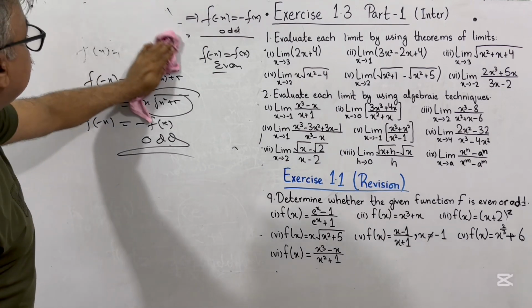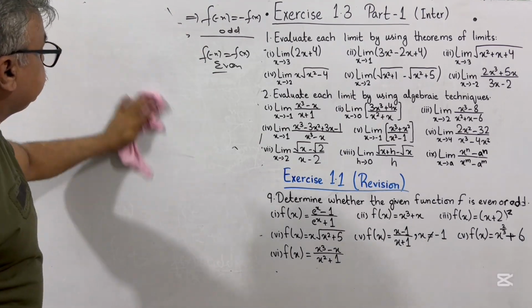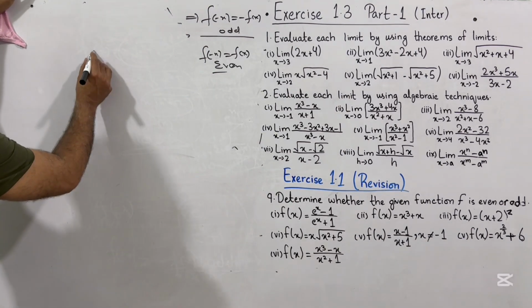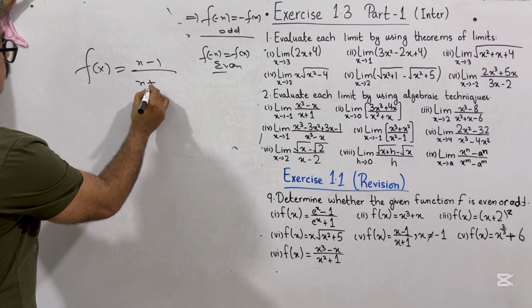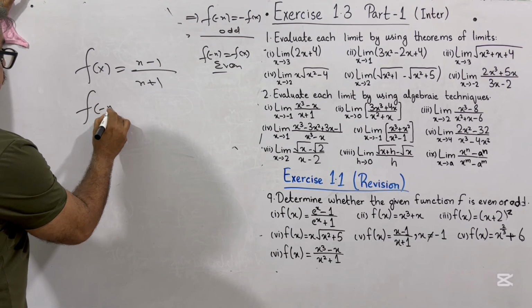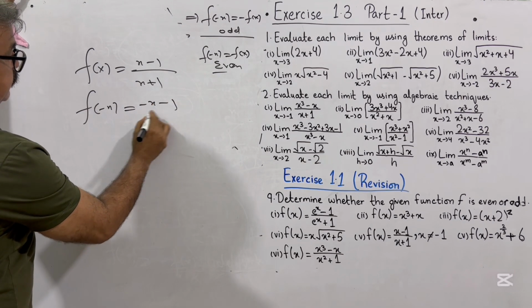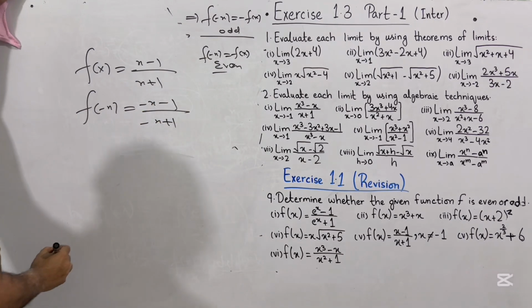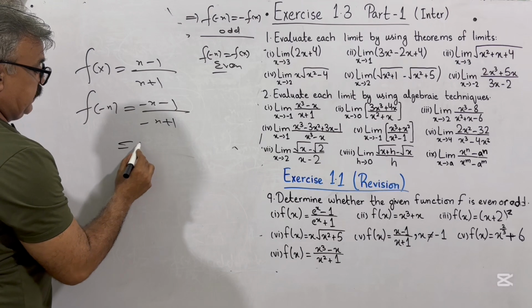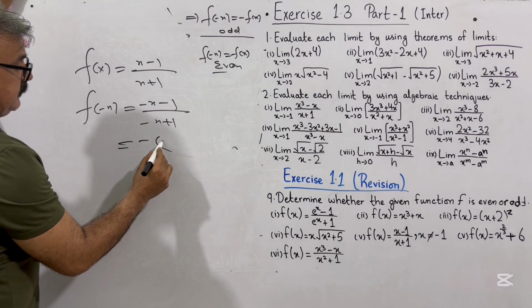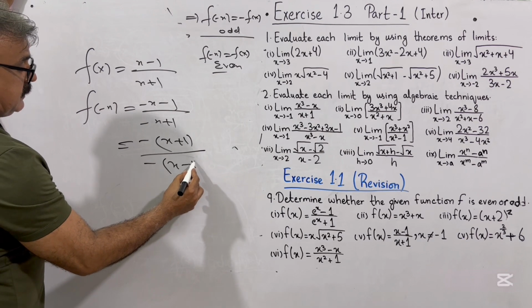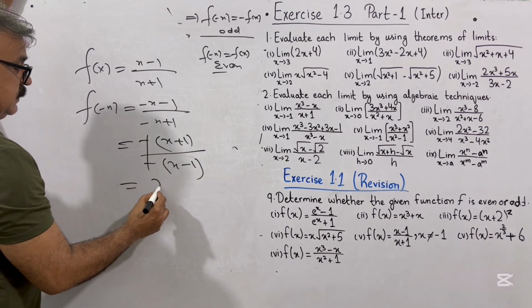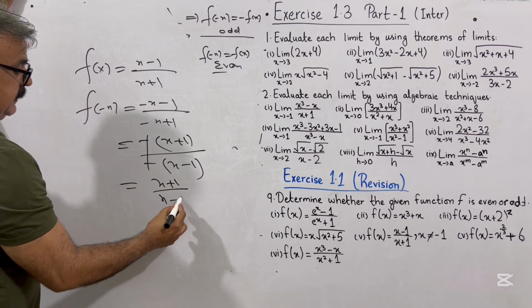Let's move to question number 5. That is x minus 1 over x plus 1. f of x is x minus 1 over x plus 1. Replace x by minus x and check: minus x plus 1. At most, we take minus common from both numerator and denominator. Negative common, it will become x plus 1. Negative common, it will become x minus 1. Minus minus cancel. So we have x plus 1 over x minus 1.